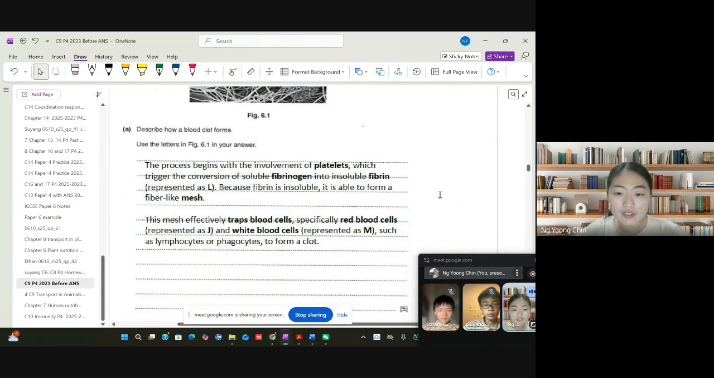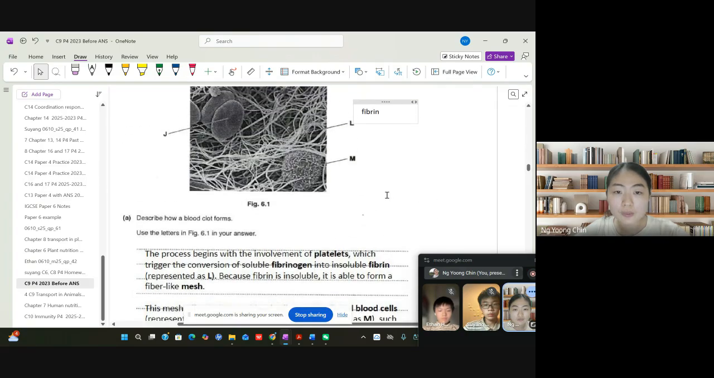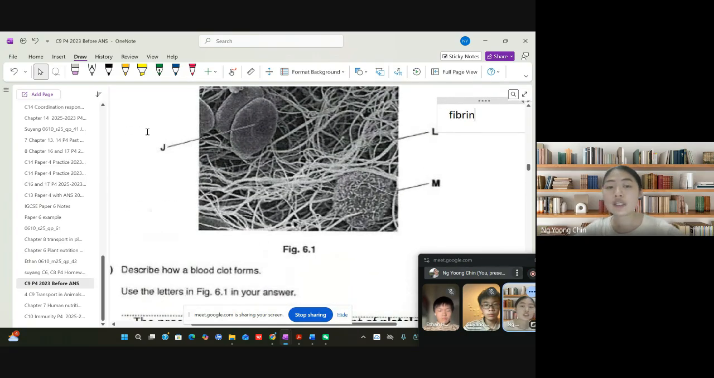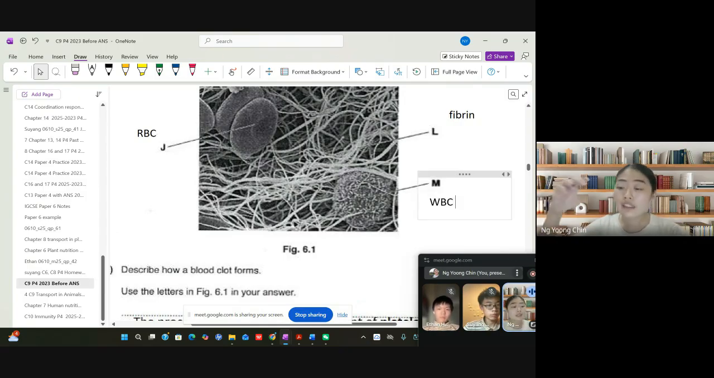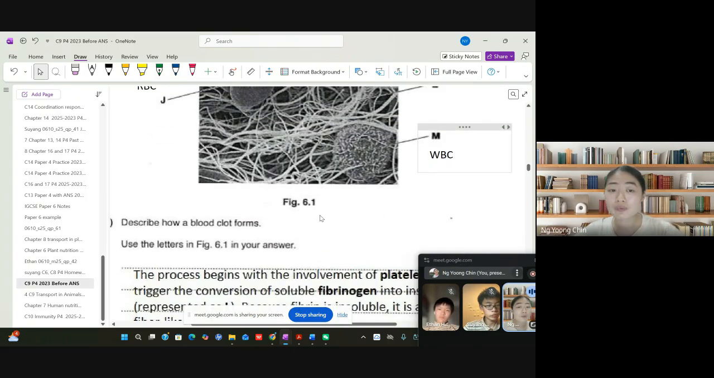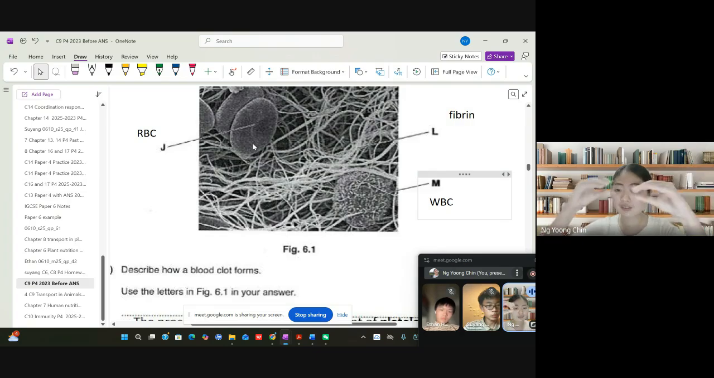So you have the red blood cell. So see, J is a red blood cell with the biconcave disc shape. M is the white blood cell. How you can recognize the white blood cell? So just remember that your white blood cell is round in shape, spherical. Okay, it's like a ball. But your red blood cell, right, is like already depressed in the middle. So that's why they call it biconcave disc shape.